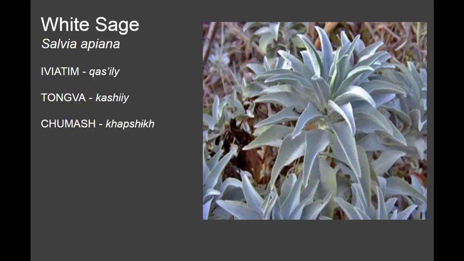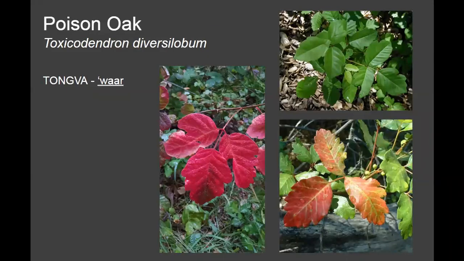Also in the mint family is horehound, so if you're out on a hike, put your finger around the base of the stem, and you'll feel that square shape. Poison oak. All right. If there's one plant you need to know when out on the trail, it's poison oak.